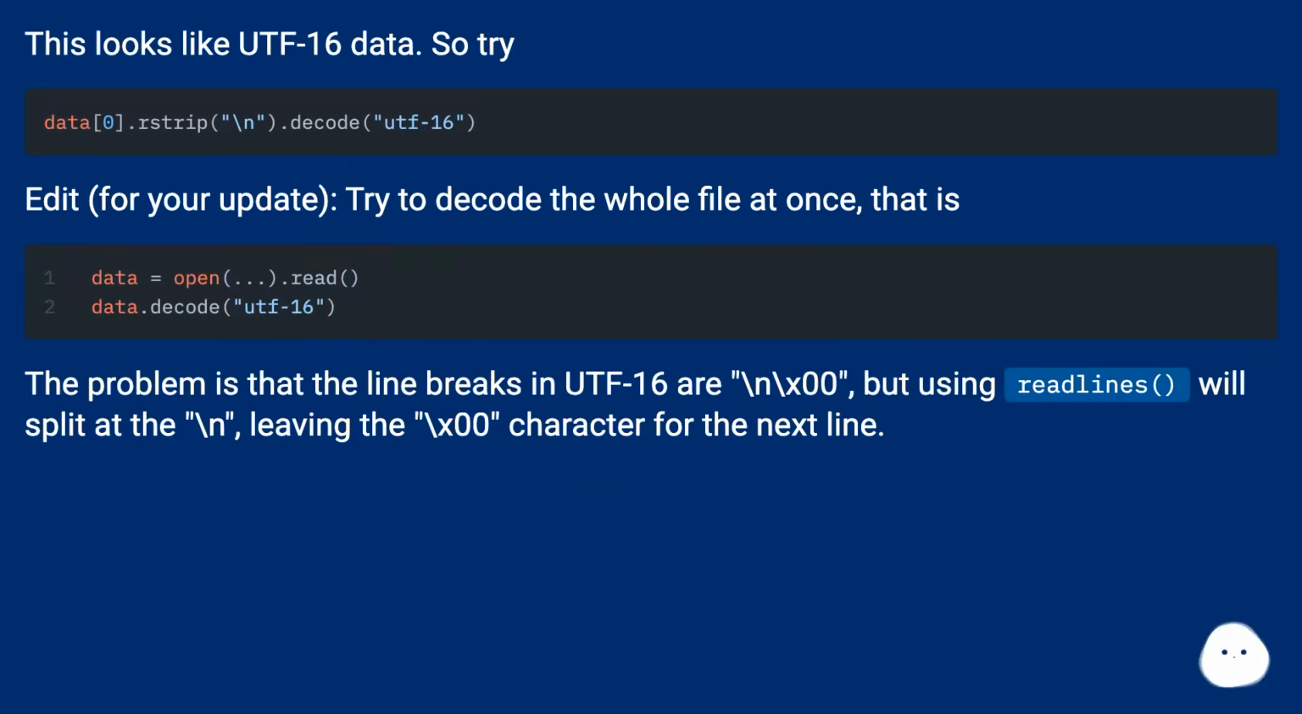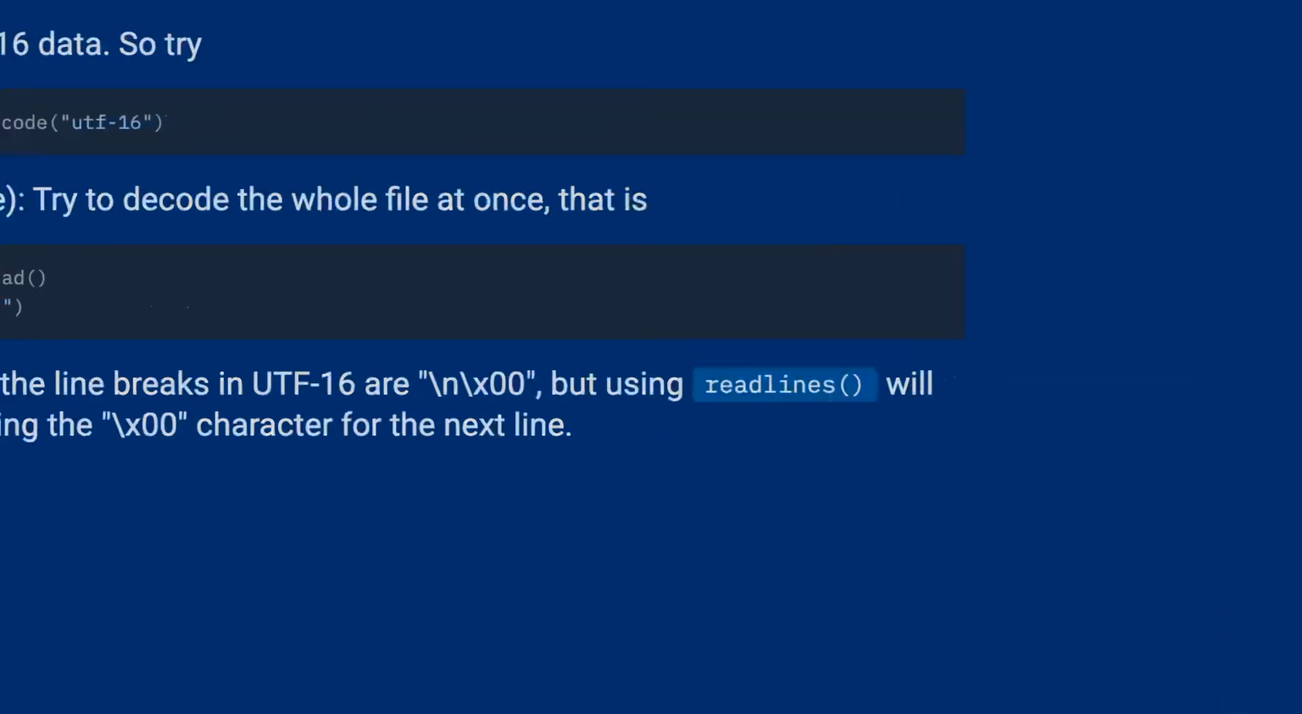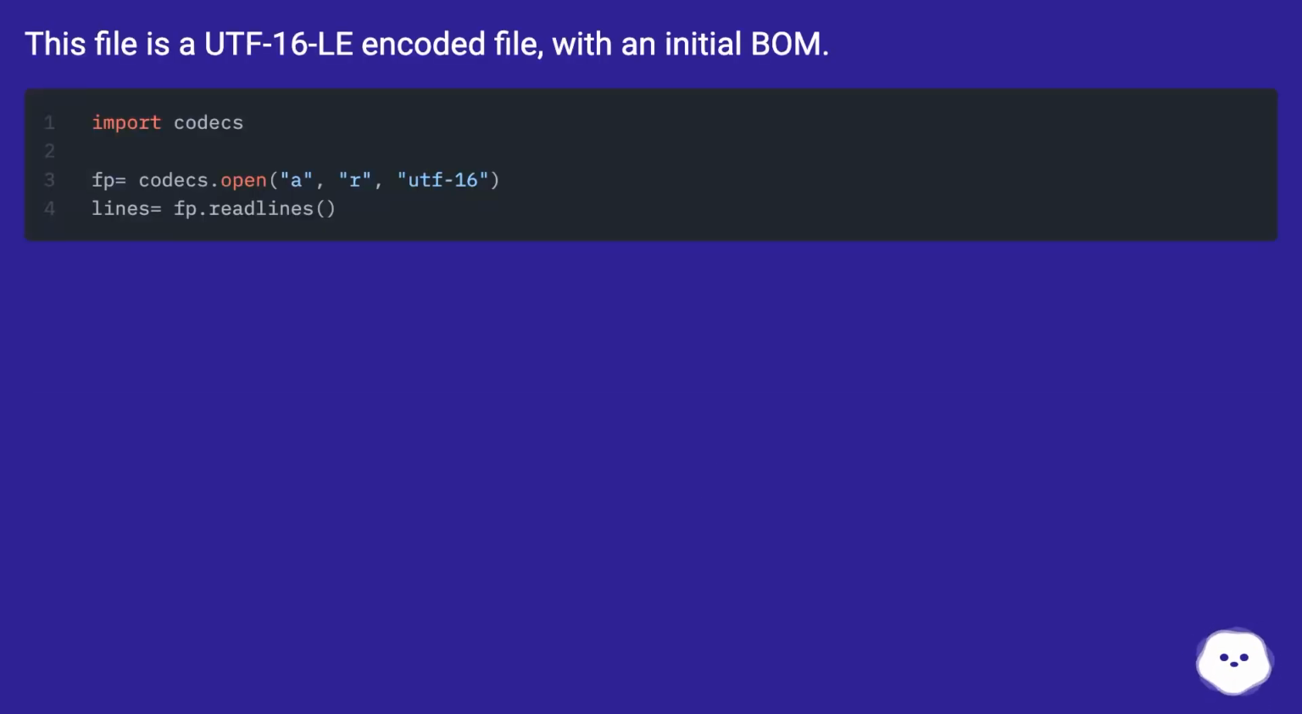Edit. For your update, try to decode the whole file at once, that is. The problem is that the line breaks in UTF-16 are \n\x00, but using readlines will split at the \n, leaving the \x00 character for the next line. This file is a UTF-16 little-endian encoded file with an initial BOM.